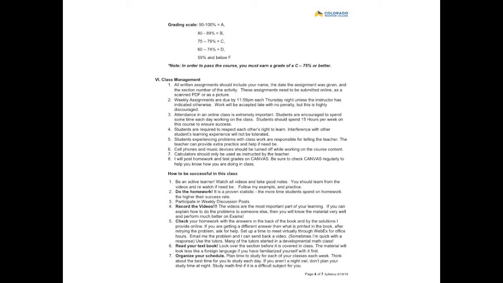Okay, grading scale. So here's your grading scale, as you can see. The important thing you need to see here is that in order to pass the course, you must earn a grade of a C- or a C, which is a 75% or better. Notice how D goes from a 60% to a 74%, okay? So you need to make sure that you get a 75% or better, all right?